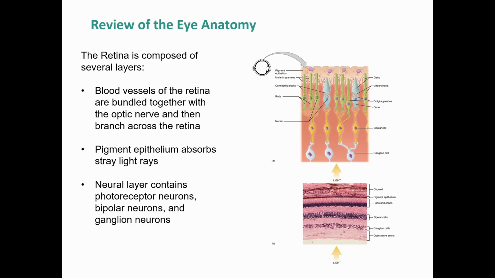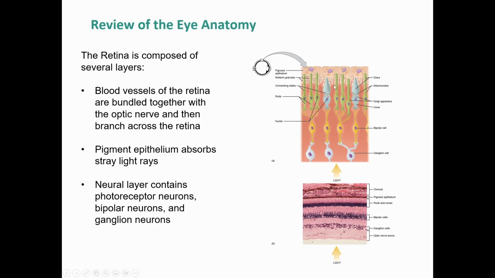And then we have a couple layers. We have a pigment layer and a neural layer. The pigment layer is going to be right here. This is where we see the epithelial tissues or epithelial cells. They are going to basically absorb any extra light that never got picked up by a rod or cone. So they have pigment to just kind of absorb that light. And again, this is at the very back. So right here, this is the very back of the retina is where we find that pigment epithelium.